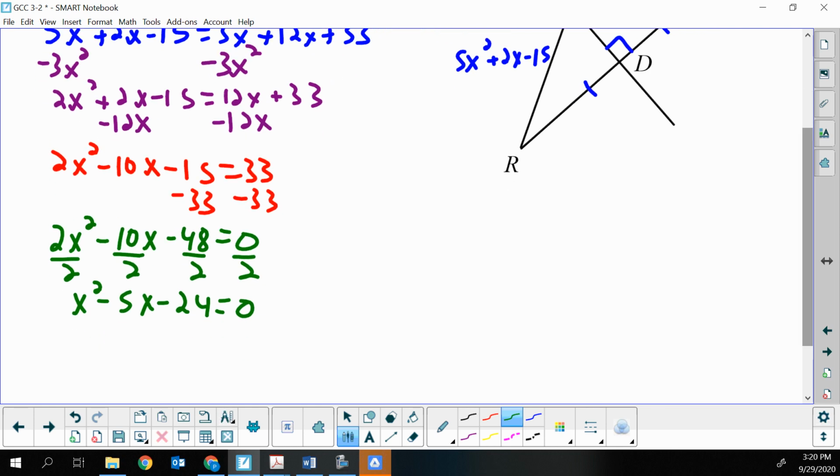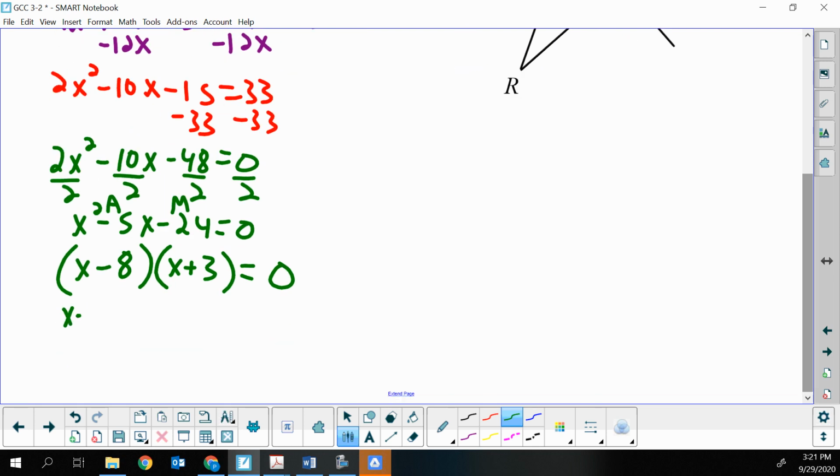We want to multiply to negative 24 and add to negative 5. So we've got to think about what are two numbers that multiply to negative 24 and add to negative 5. That would be x minus 8 and x plus 3. We'll set those each equal to 0. We'll add the 8 over to get x equals 8. We'll subtract the 3 over to get x equals negative 3.